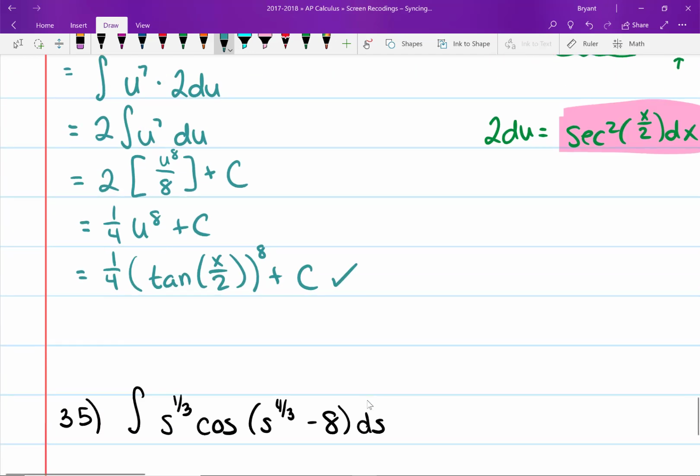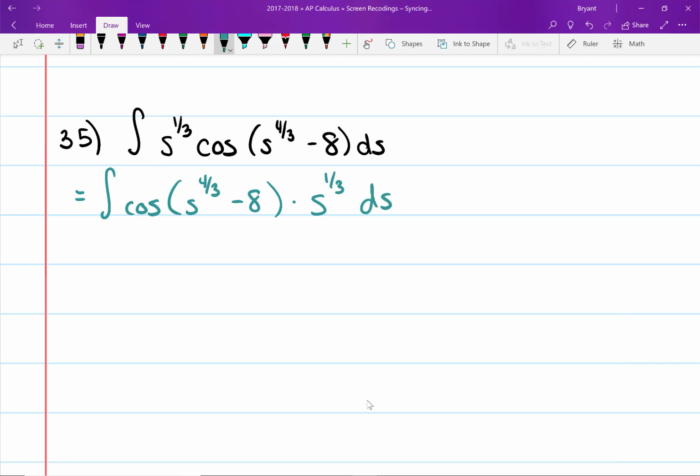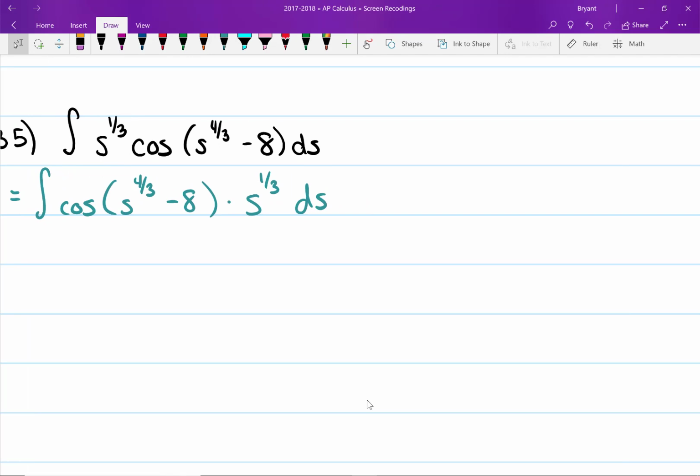All right, last one. Time for the home stretch, number 35. And number 35 does look like a doozy. But that's all right. We can do it. I highly recommend to just do a little bit of rewriting. I'm going to write this as cosine of s to the 4/3 minus 8 times s to the 1/3 ds. And the way I am able to see that so quickly to rewrite that is just experience. I've done a lot of integrals. You'll start picking up on it as you do more.